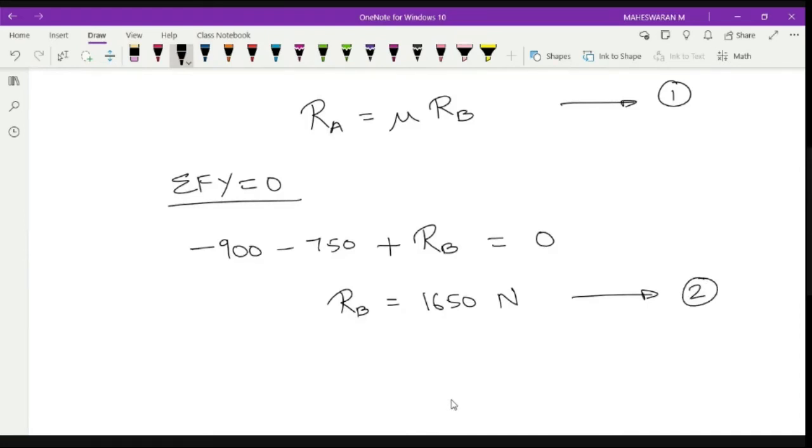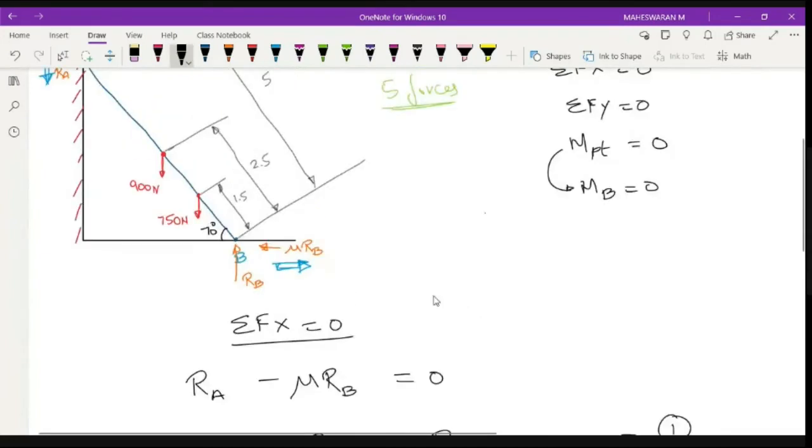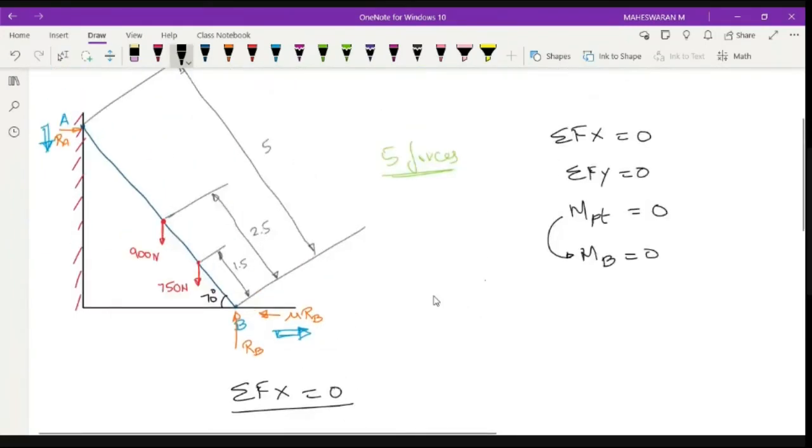right? So I got this equation, and of course I can substitute it, but I don't know mu, right? To identify what is my RA, right? Any doubt up to this? No, sir. Any doubt? Yeah.